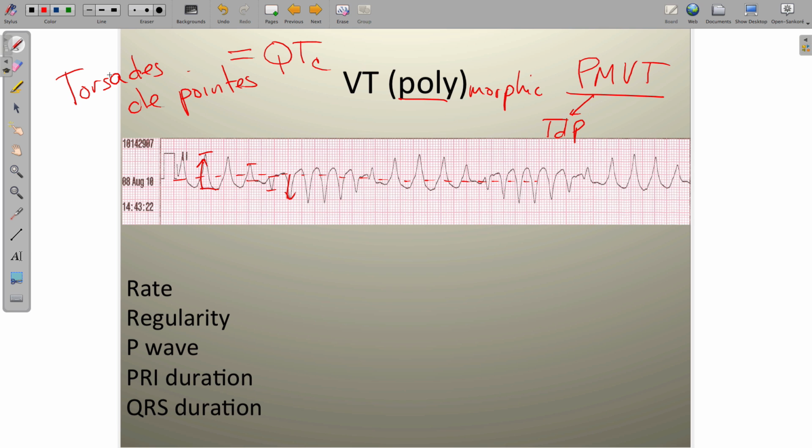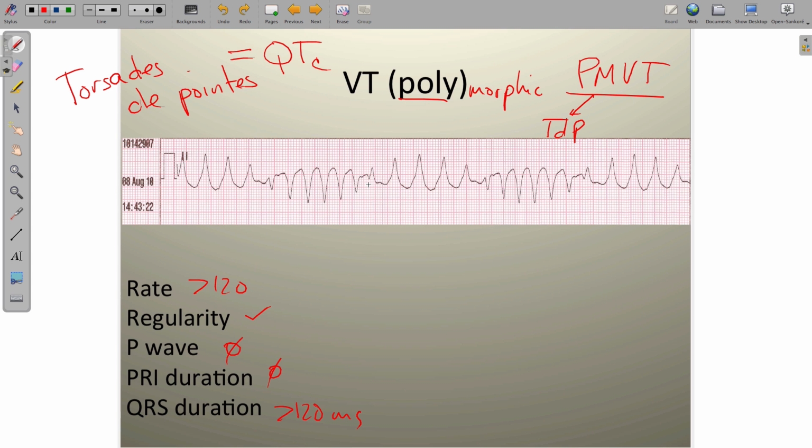So let's refresh for just a second. Polymorphic VTAC is characterized by the same thing as VTAC. It's regular, no P waves, no PRs, QRS duration is greater than 120 milliseconds, and the rate is greater than 120. The only difference between monomorphic VTAC and polymorphic VTAC is the presence of a changing amplitude across the EKG tracing, as you can see in this one.